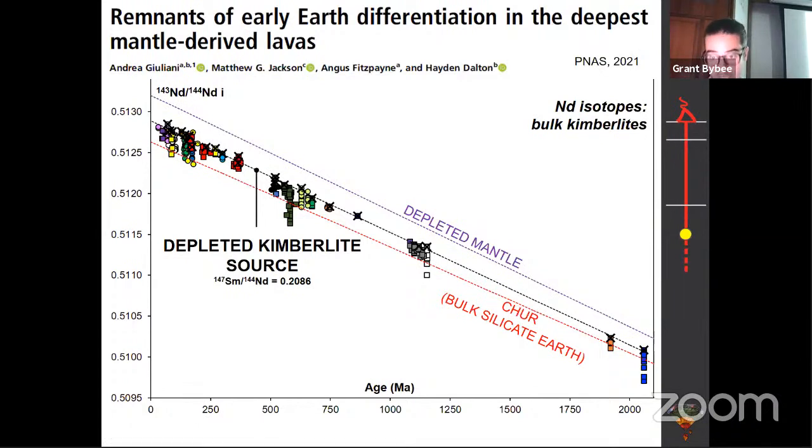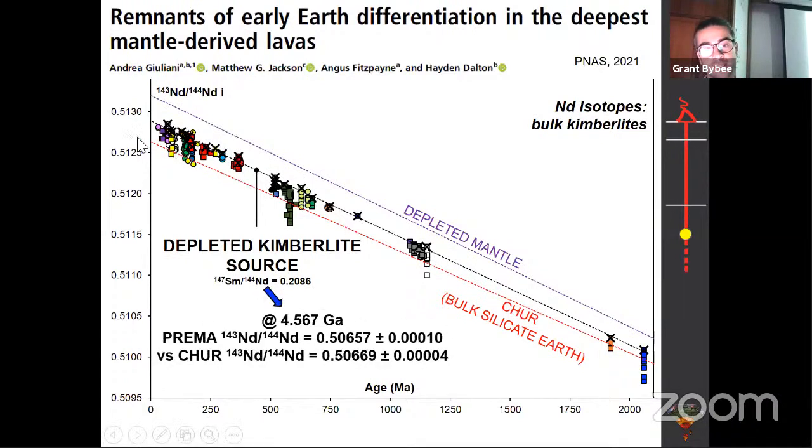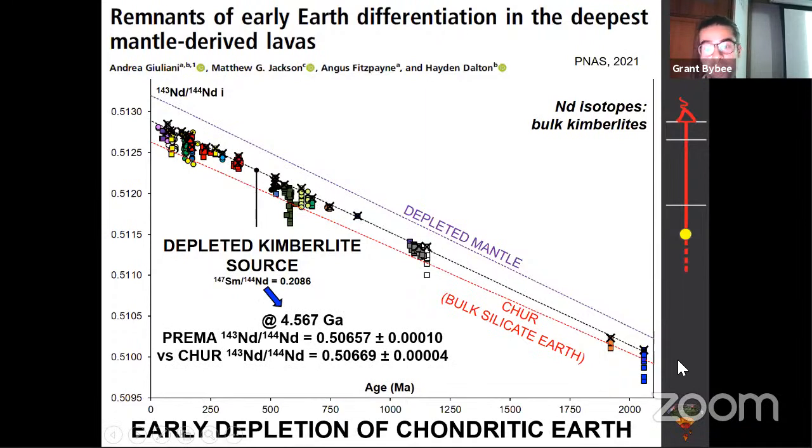That's fair enough, but what is interesting is that if we extrapolate this regression back to the age of the Earth, then we get an initial value for the depleted kimberlite source, here called PREMA, that is indistinguishable from CHUR. Of course, this is quite a bold statement to make because we are extrapolating data from 2 billion years to 4.5 billion years. But if the extrapolation is valid, then it would seem like this component in kimberlites derives from early depletion of a chondritic Earth.